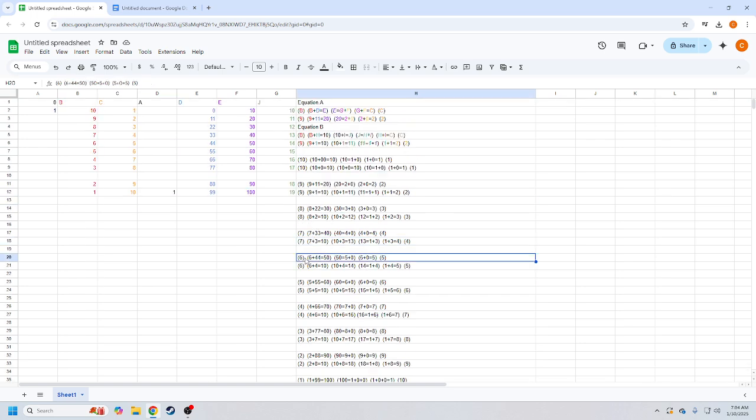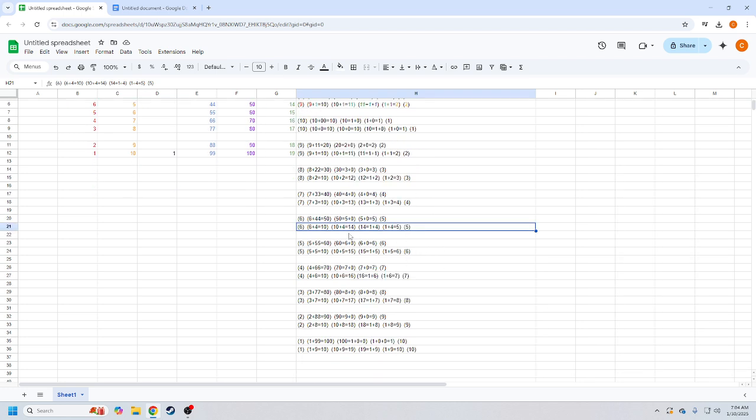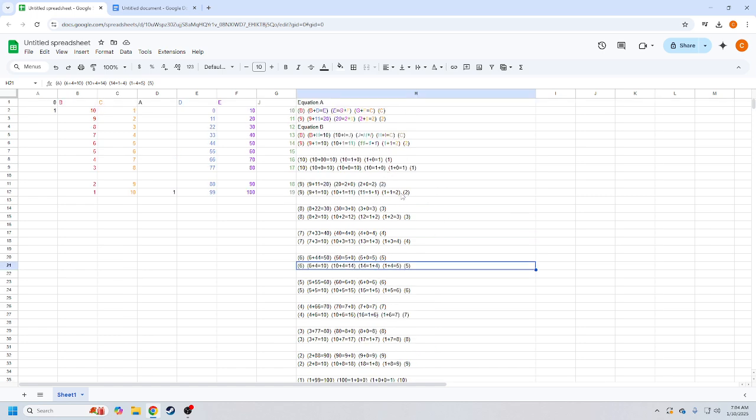Now we're going to go to equation A with 6. 6 plus 44 equals 50. 50 intercepted is 5 plus 0. 5 plus 0 equals 5. So we get 5. We started with 6, we got 5. Equation B. 6 plus 4 equals 10. 10 plus 4 equals 14. 14 equals 1 plus 4. 1 plus 4 equals 5. So we started with 6, we got 5 for the second equation, equation B.